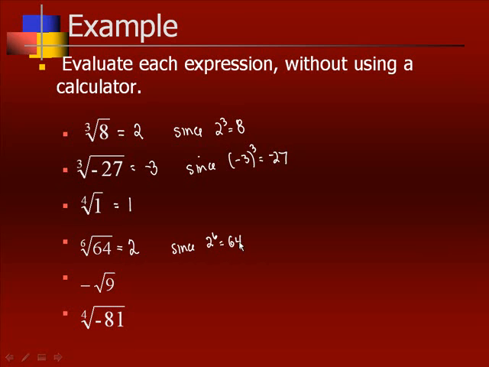Now, what about a negative out in front? Well, that's read as the opposite of the square root of 9, which would be negative 3. Now, what about the fourth root of negative 81? That means what times itself 4 times will give you negative 81. Well, 3 times itself 4 times would give us 81. Negative 3 times itself 4 times would give us 81. There's not a number that times itself 4 times would give us a negative number. Therefore, that one is no solution.